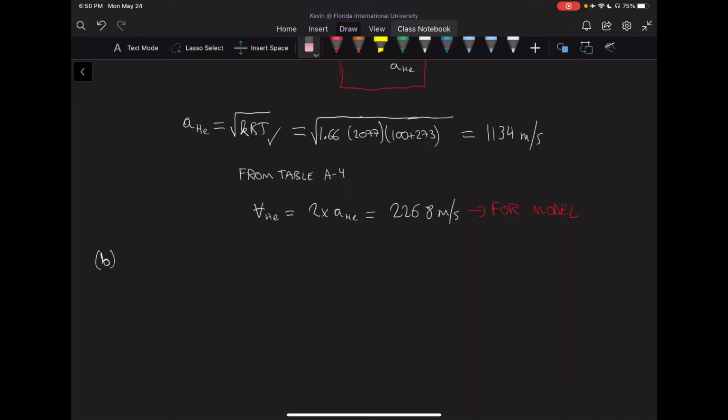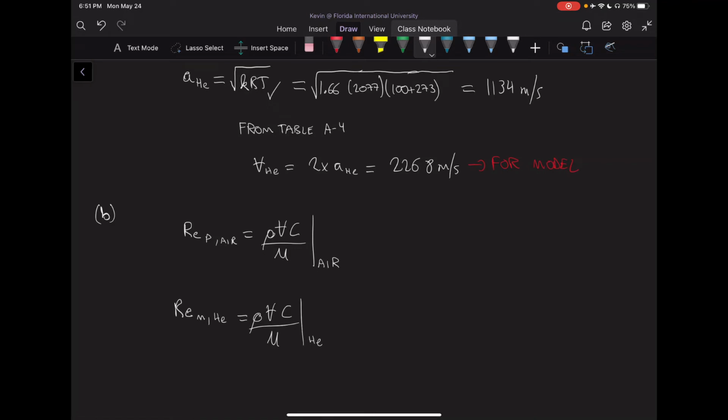We have that Reynolds of the prototype, or of the air, is equal to rho V times C over mu for the air, and Reynolds for our model, which is using helium, is equal to rho times velocity times C over mu for helium.